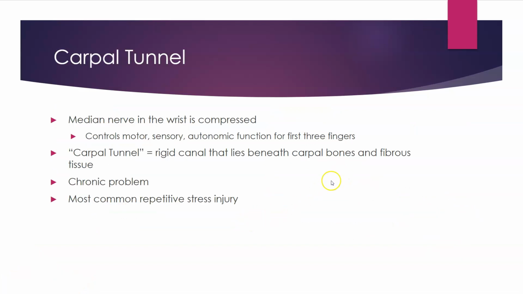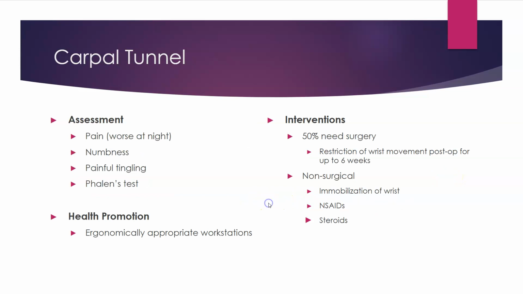Carpal tunnel, so this is the median nerve in the wrist. It's compressed, so what you're going to see is pain, numbness, and tingling. This is a repetitive stress injury. With this, we ask: are they having pain that is often worse at night, numbness, tingling? And we'll do Phalen's test.